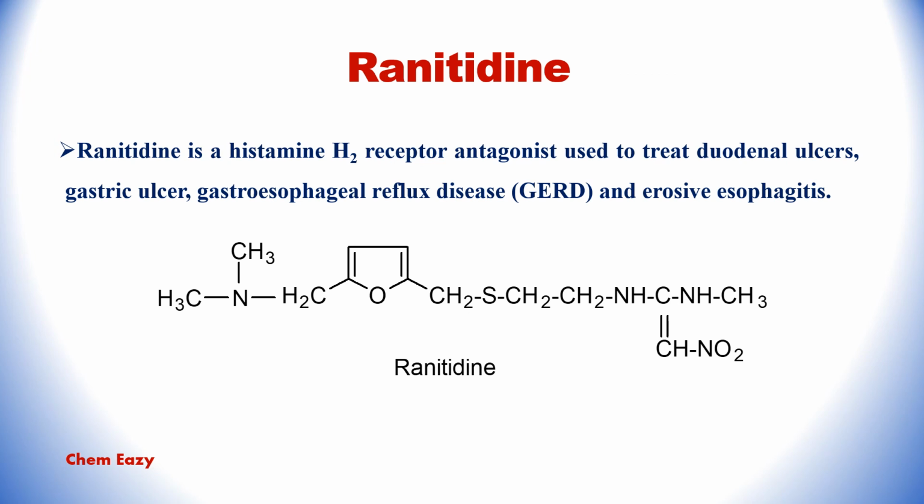Ranitidine is one of the important medicinal compounds containing furan nucleus in its structure. See here the furan nucleus is there and this total structure is the ranitidine structure. So this ranitidine is a histamine H2 receptor antagonist used to treat duodenal ulcers, gastric ulcer, gastroesophageal reflux disease, that is called GERD, and erosive esophagitis.